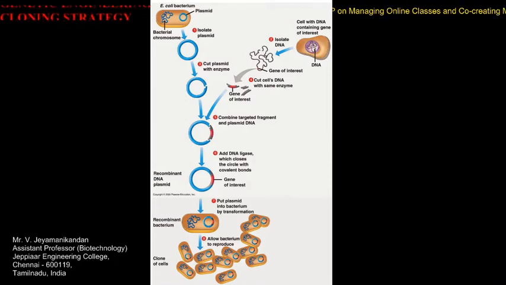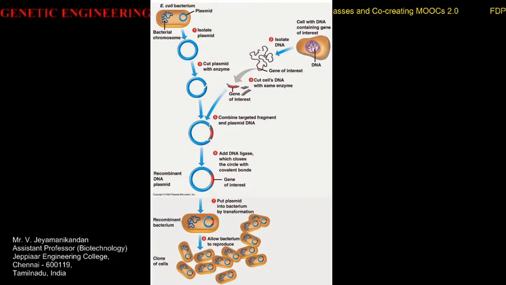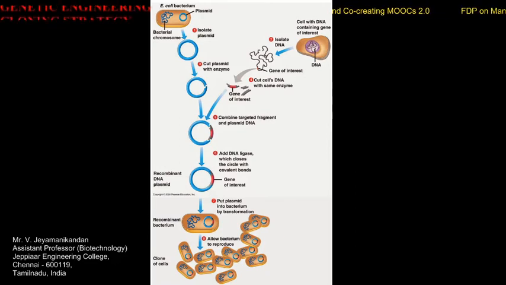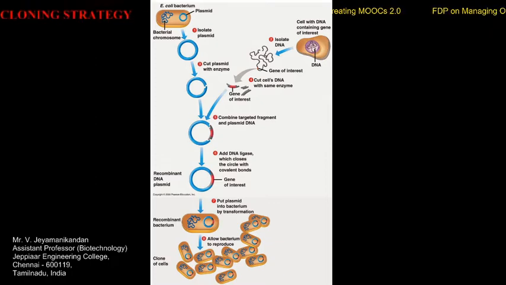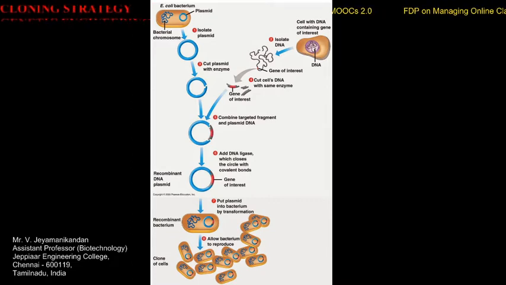So the first step is we need to isolate plasmid DNA. Either you can directly isolate it or you can get it commercially from the market. The second one is you need to isolate the genomic DNA from the host that contains your gene of interest. You can isolate your genomic DNA by any one of the methods: chemical method, enzymatic method, or mechanical method.